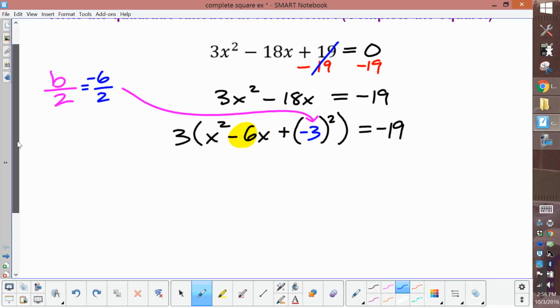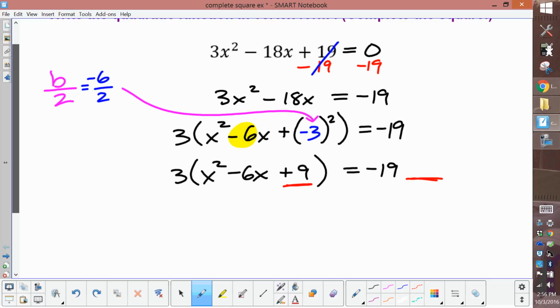Okay, I'm going to go ahead and clean this up a little bit. So 3 times the quantity x squared minus 6x, negative 3 squared, we all know, is positive 9, equals negative 19. All right, now, one thing that's very important here. You'll notice I can't just magically add things to my equation on the left side unless I do it on the right side. So if I add a 9 here, I better add it over here as well to balance out my equation.